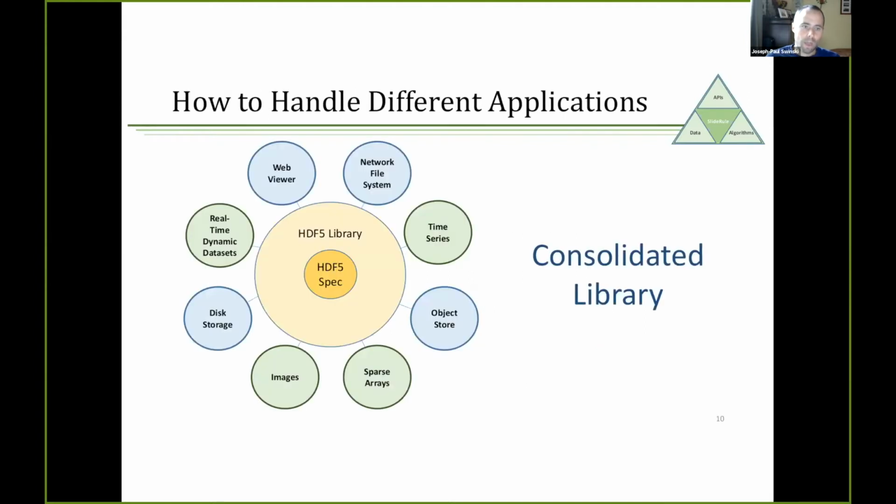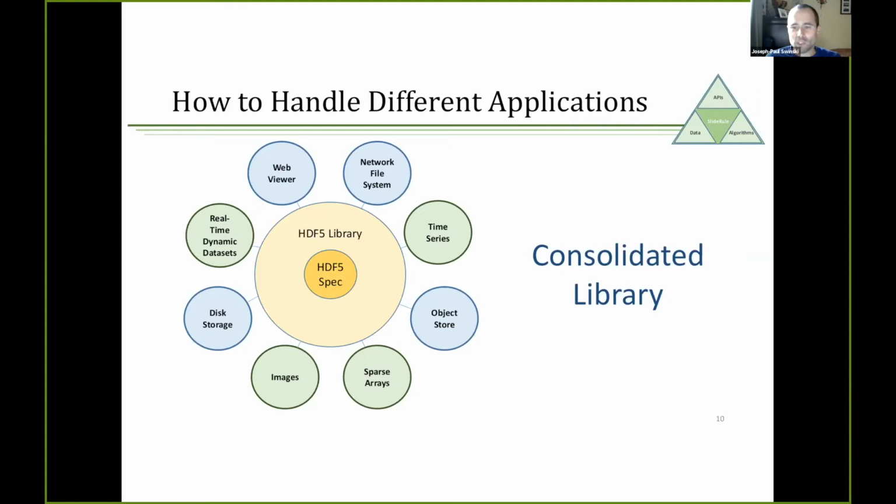So how do you handle different applications? I took two seconds and drew a bunch of bubbles on my computer of different types of applications. These are not meant to be exhaustive, just off the top of my head. You've got web viewers, real-time systems that are dynamically updating data sets, time series data, sparse arrays, images.